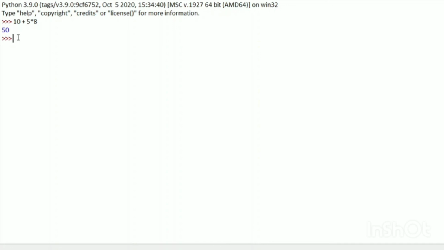So how can we get the answer as 120? We can use brackets to tell Python to solve this first, and then solve the multiplication. First you solve the addition problem and then the multiplication problem. So here I will use brackets: opening bracket, 10 plus 5, close the bracket, and into 8. Now when I hit enter, it will show me the answer as 120.